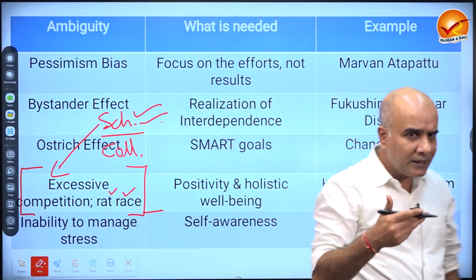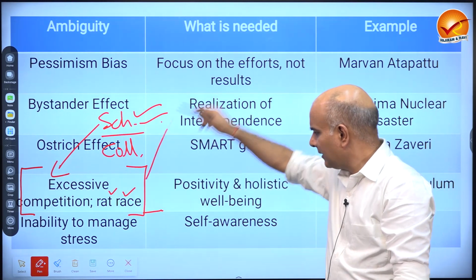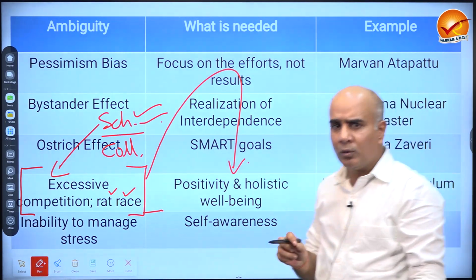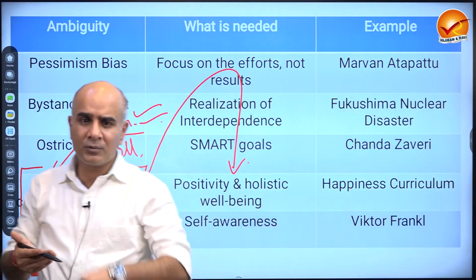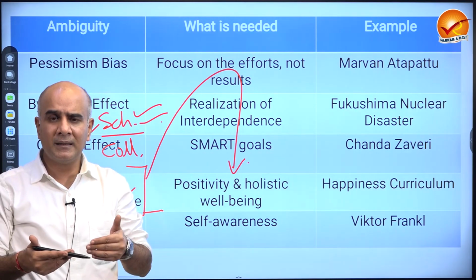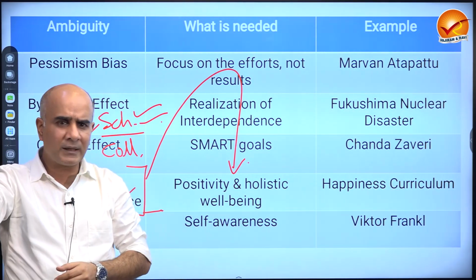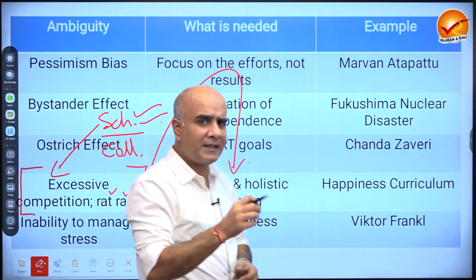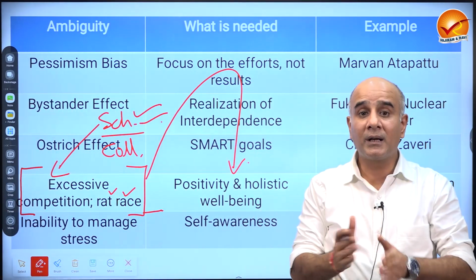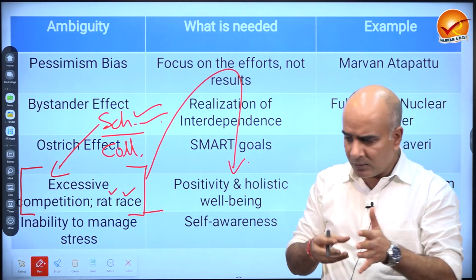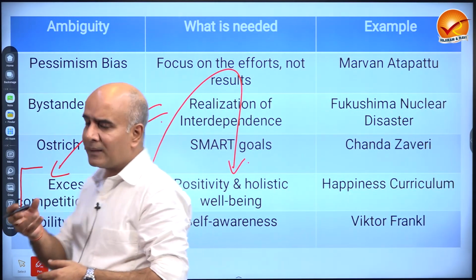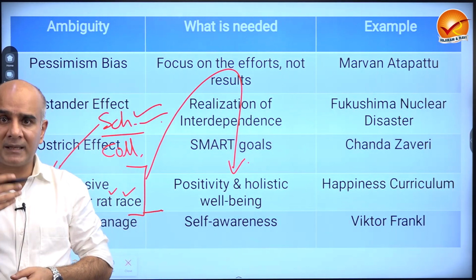Now here, how do you deal with that ambiguity? Very simply, through positivity and holistic well-being. But it's easy to say to a child that you should have positivity. You should look at the larger picture. Doesn't matter if you don't get 95% in your boards, even 87% is good enough. But how do you enable the child to be able to develop that positivity, display that positivity?